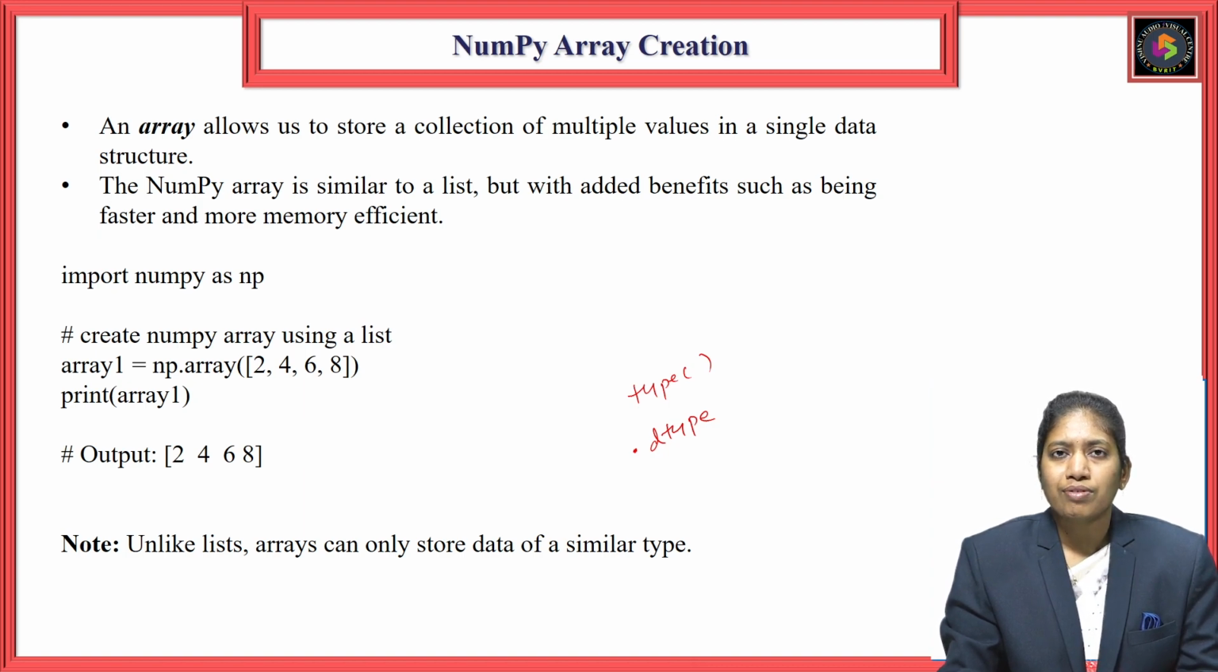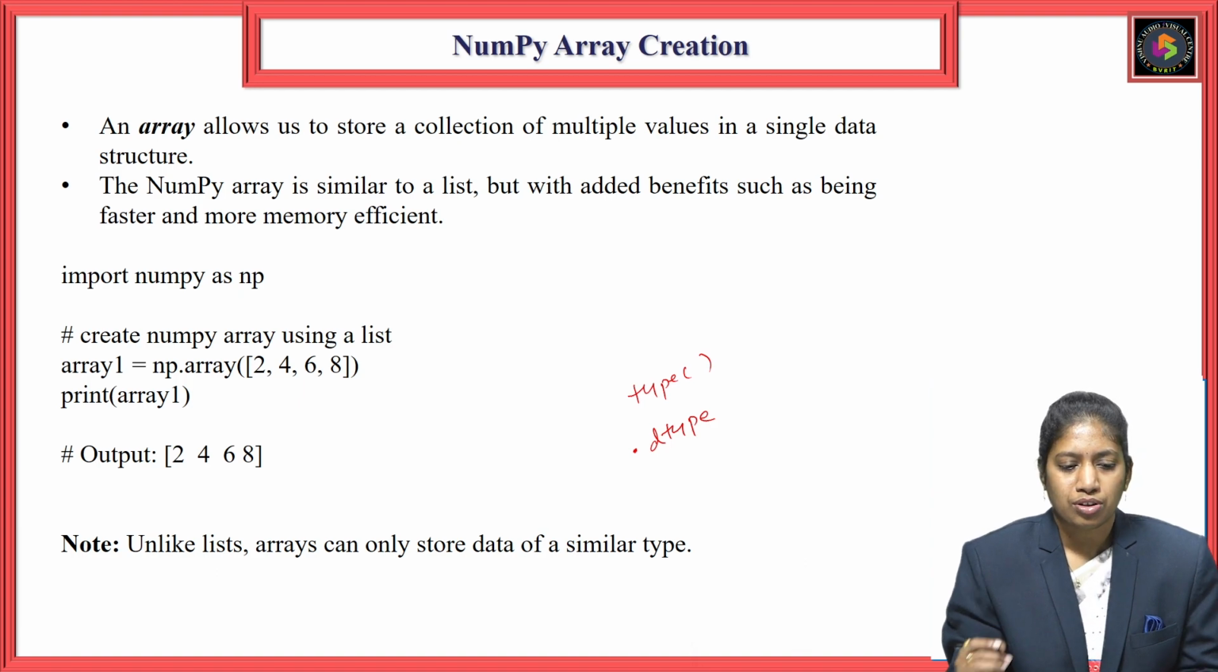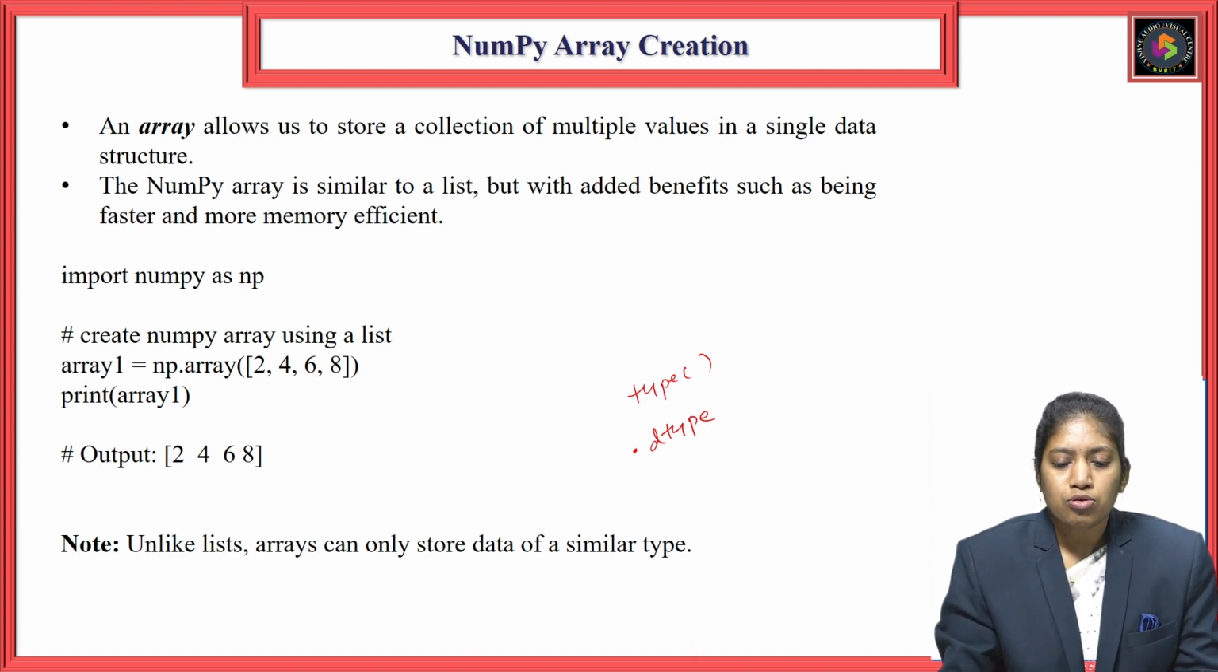We have a list in Python, so why do we need to go for the NumPy array? When compared to the list, a NumPy array is fast and more efficient, and NumPy arrays have a special requirement of a homogeneous collection of elements, whereas in a list we can store any type of values. An array stores only homogeneous elements. So a string array contains only string values, an integer array contains only integer values. Arrays allow us to store a collection of multiple values in a single data structure.